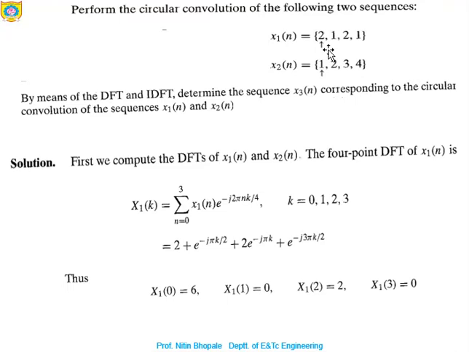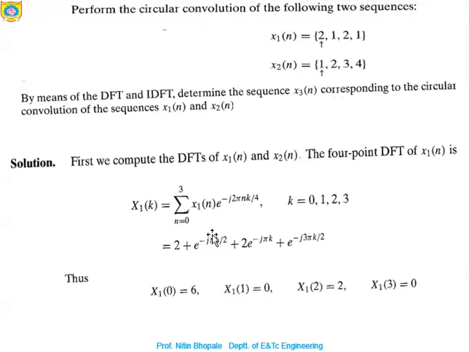In this next problem statement, it is quite clear that we need to perform the circular convolution of the following two sequences. The sequences are given to us. This time we need to perform it with the help of the DFT IDFT property. First we compute the DFTs for x1 and x2 individually.